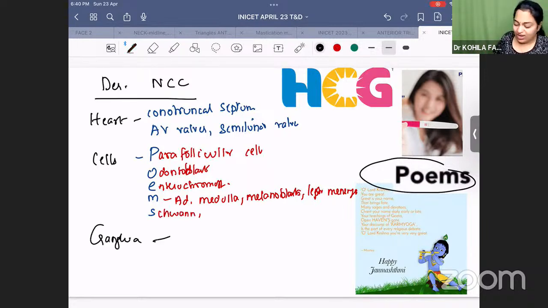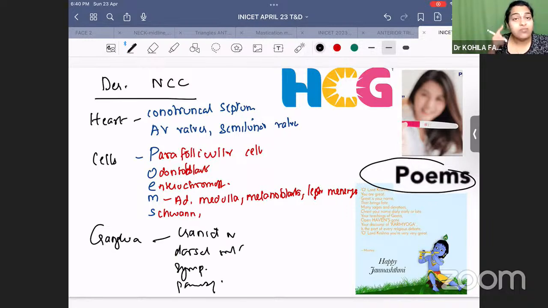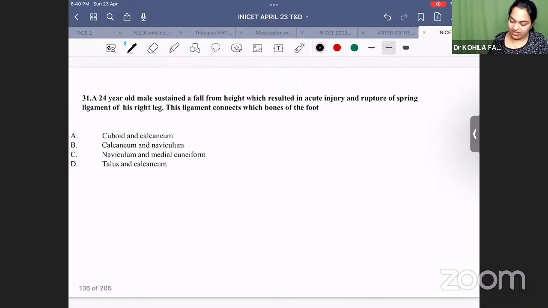So all the ganglia that you name, cranial nerve ganglia or the dorsal root ganglia or the sympathetic ganglia or the parasympathetic ganglia, even the parasympathetic ganglia that you see in the Meissner's and Auerbach's plexus, everything is going to come from the neural crest. A very important topic. Hope it's at the tip of your fingers, right? And then this one, recently they've asked about one ligament. That's why I put this question. Did you get it right?